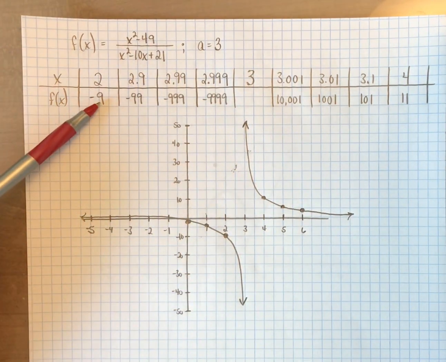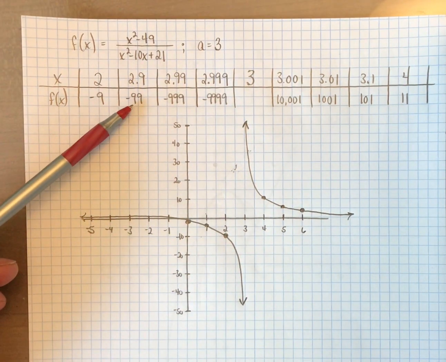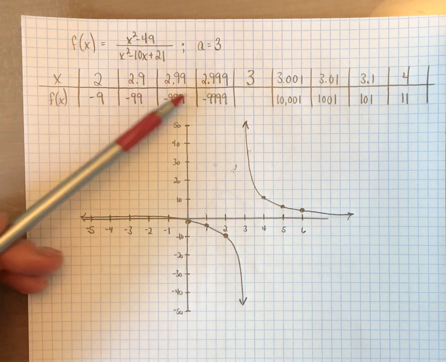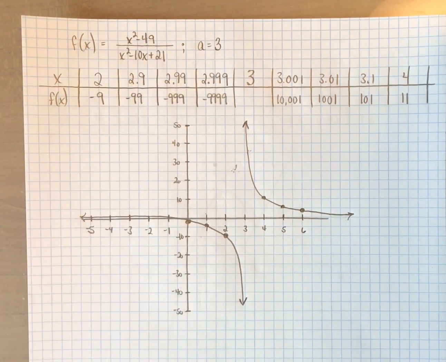We go from a 9 in the ones place to a 9 in the tens place to a 9 in the hundreds place to a 9 in the thousands place. Eventually, we're going to have a long string of 9s there. So we could say that the values are approaching negative infinity, and therefore the limit does not exist on the left side.